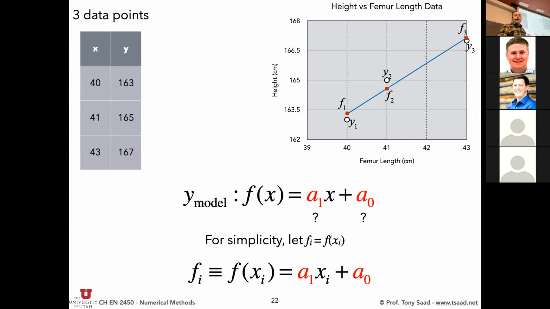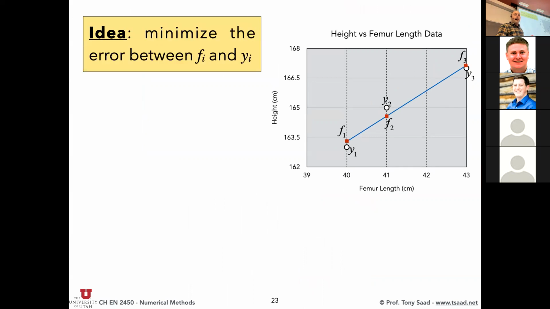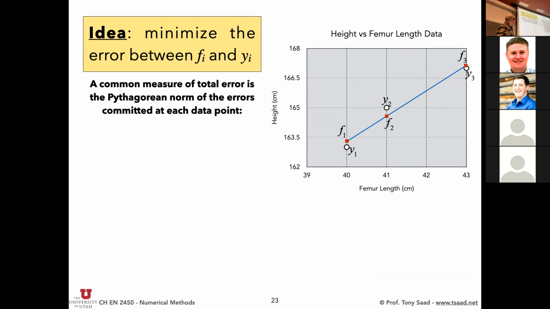Okay. Now our objective is to minimize the distance between the red square and the white circle, okay, while maintaining that blue curve as a straight line. Okay, so let's see the math behind this. So the idea behind regression is to minimize the error between fi and yi. Now, what do you know? So let me ask you this.